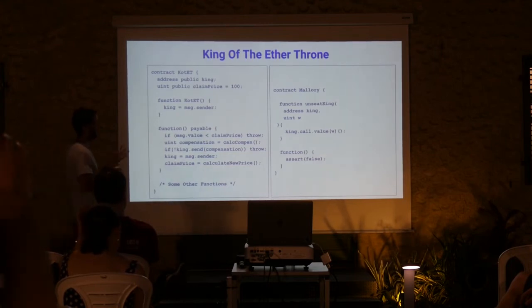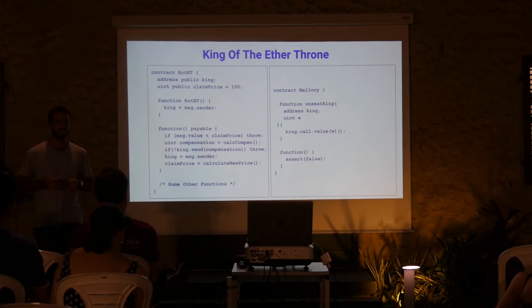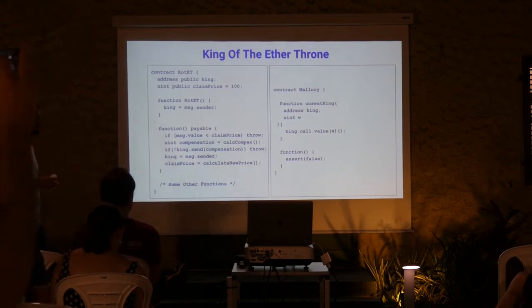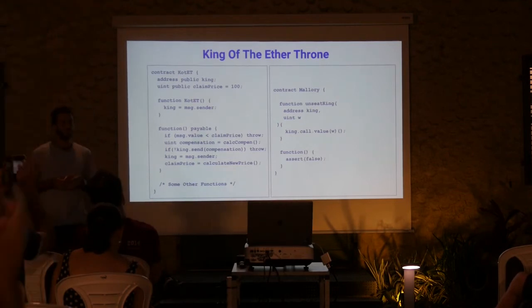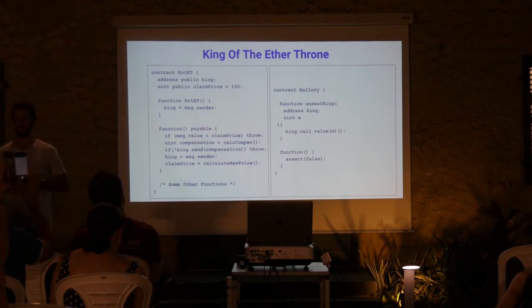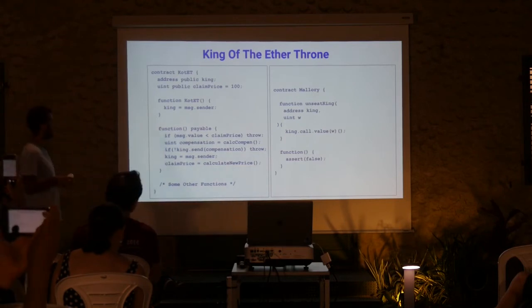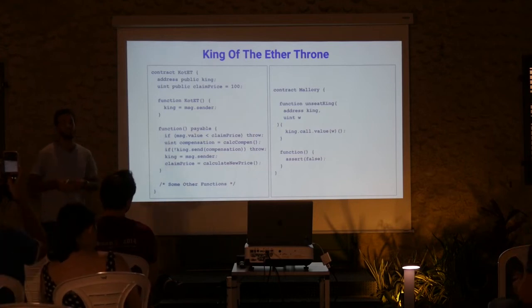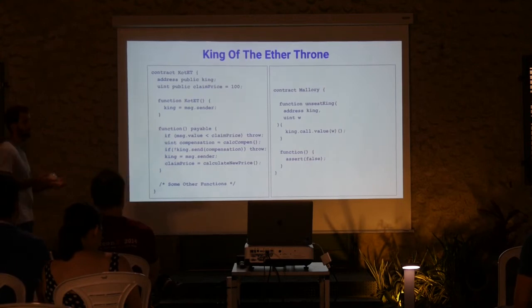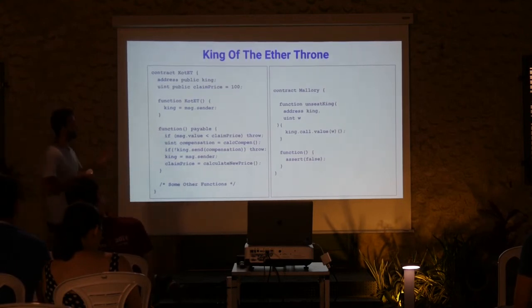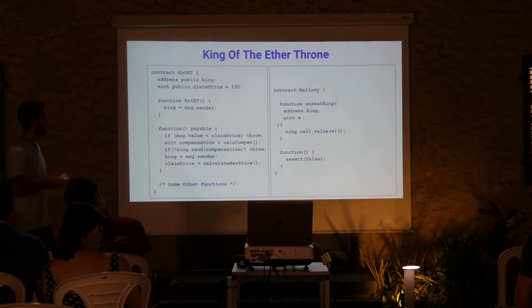So here we see a contract Mallory again, which exploits the King of the Ether Throne. Our incentive is to wait as long as possible so that the claim price will be large enough, so there is a lot of money in the contract. And then we will deploy a Mallory contract, which has two functions. The first one is unset king, and the second is a default function, which always returns an error.